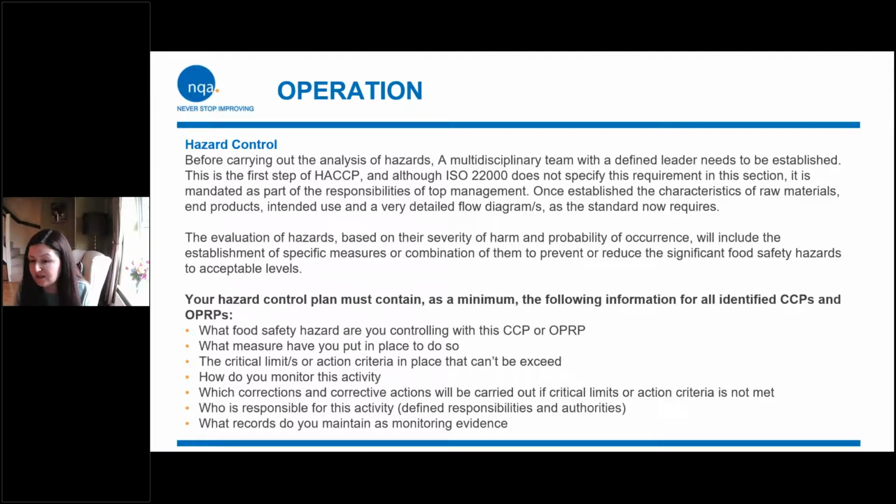And also you need to decide which records you maintain, what format you maintain them, and how can you keep them in a format that you can continually monitor the results, so you can look at any trends.